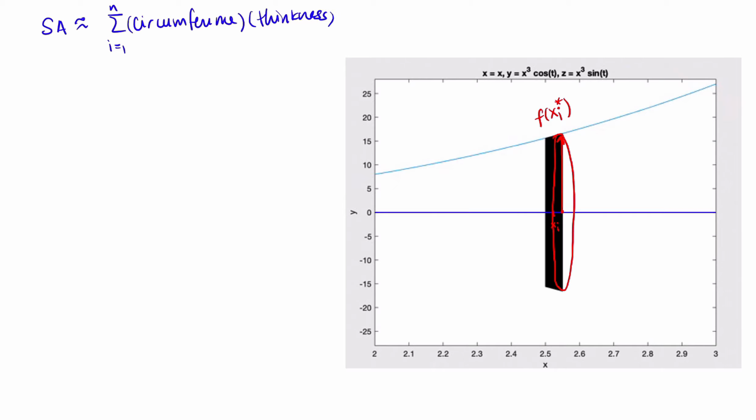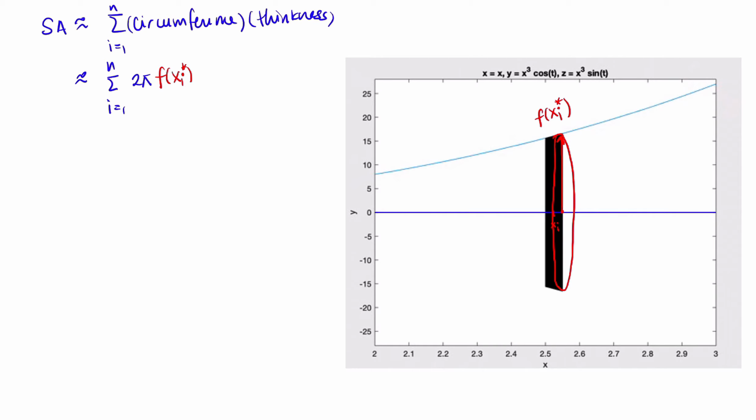Perfect. Now, the circumference, as I said before, is again the sum from i equals 1 to n of the circumference, which is 2 pi times r, and r is just the function evaluated at that xi star in the little subinterval. Now we have to take care of the thickness, okay?